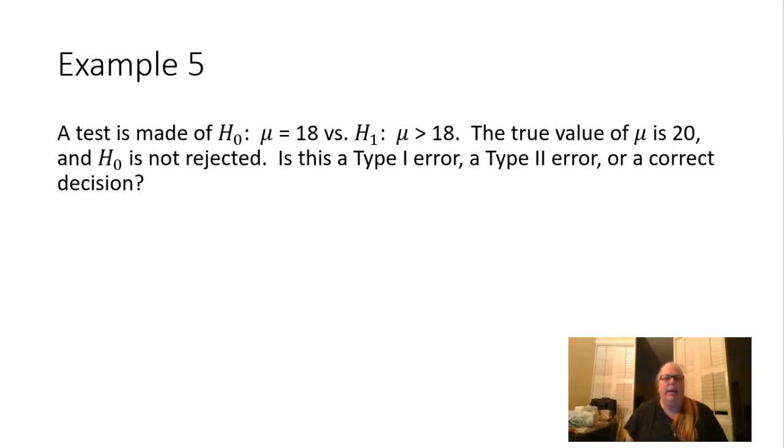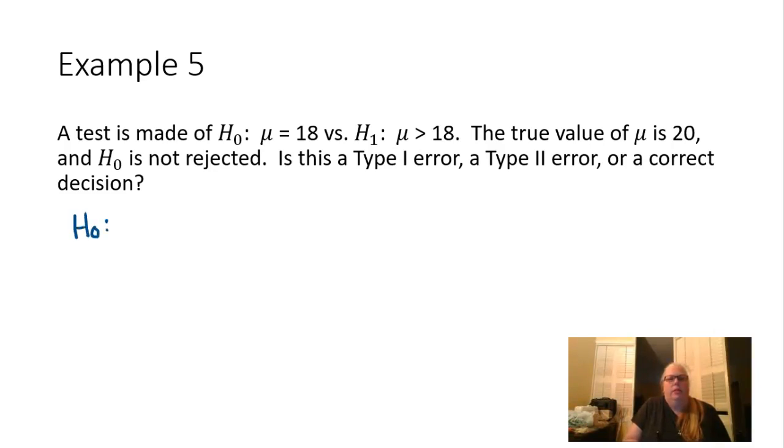Example 5. A test is made of the null hypothesis, mu is equal to 18, versus the alternate hypothesis, mu is greater than 18. The true value of mu is 20, and the null hypothesis is not rejected. Is this a type 1 error, a type 2 error, or a correct decision?